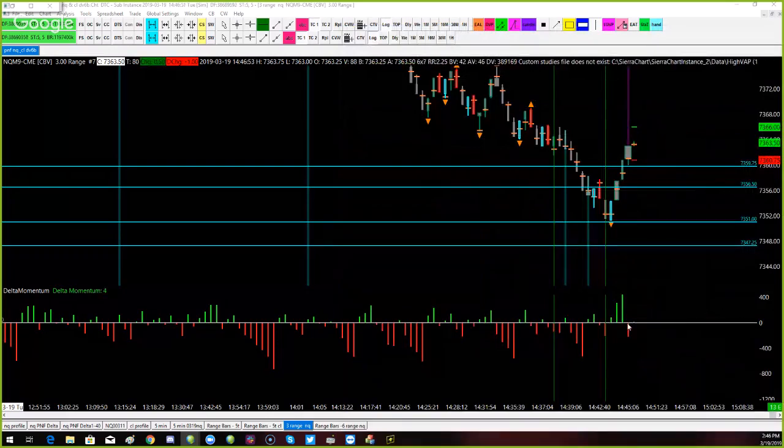Oh, there we go. It printed. It was on delta divergence, but it printed. So this is my 3 up. That's actually triggering me long. So what I'm going to do is take a 63.50 if they'll give it to me, which they haven't yet. I'm limiting it at 63.50. See if I can get it. Filled 63.50.